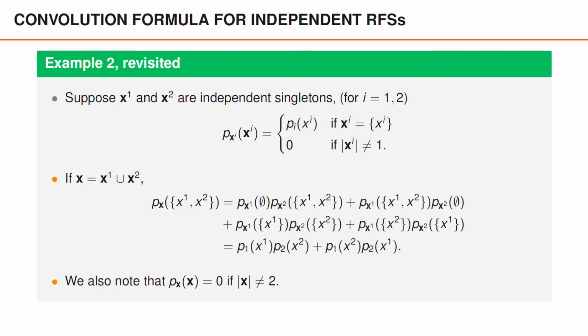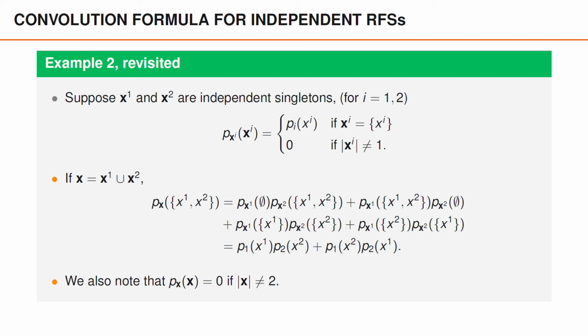Now, if the random finite set X is the union of x1 and x2, we can use the convolution formula to describe its distribution. For instance, to evaluate it for the set x1, x2, we get a sum with 4 terms, since there are 4 ways to express this set as the union of 2 disjoint sets. In the first 2 cases, one set is empty, whereas the other set contains both elements. Considering that the sets x1 and x2 always contain precisely one element each, both of these terms are 0. In the last 2 terms, the sets x1 and x2 contain one element each.